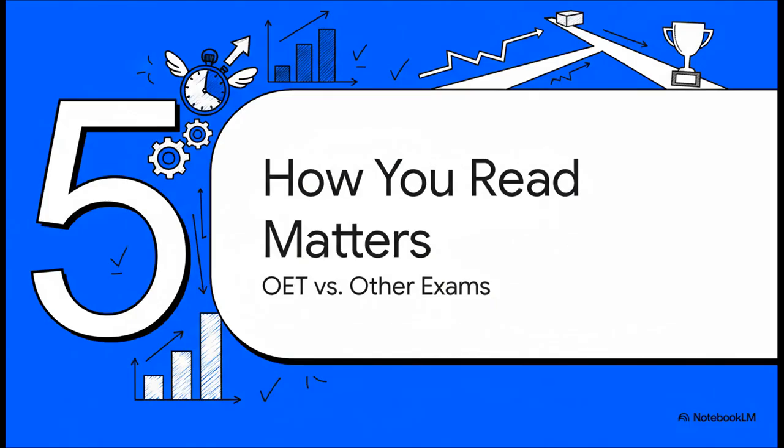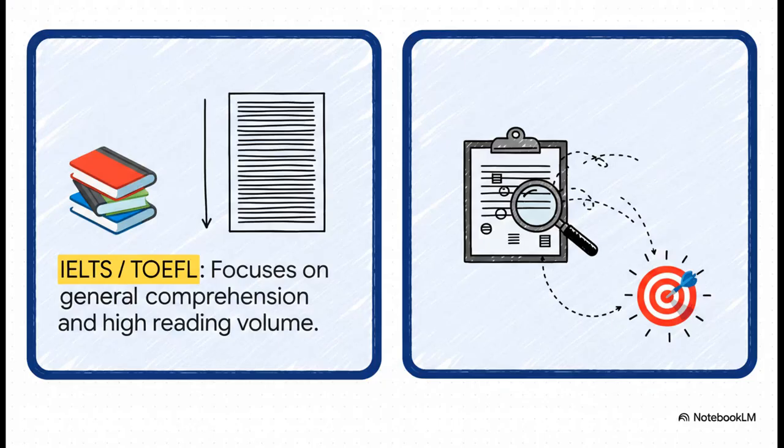And this focus on raw efficiency is exactly what makes the OET reading test so different from other English exams you might have taken in the past. So here's the fundamental difference. Tests like IELTS or TOEFL often test your general understanding after you read a lot of text. But the OET, it's all about your method. It's not testing that you can read English, it's testing how you read it. How quickly and accurately can you find exactly what you're looking for?